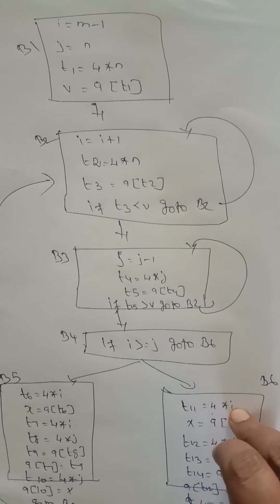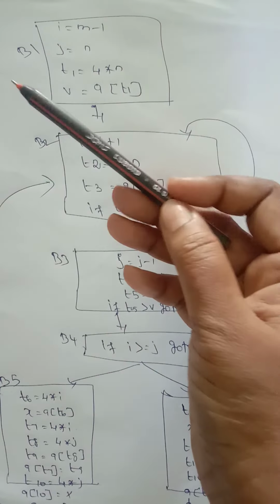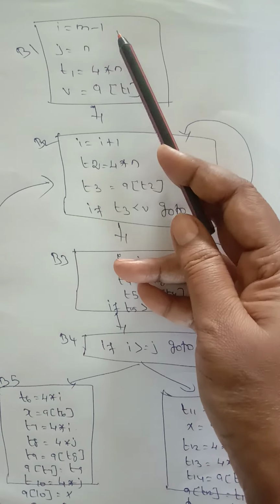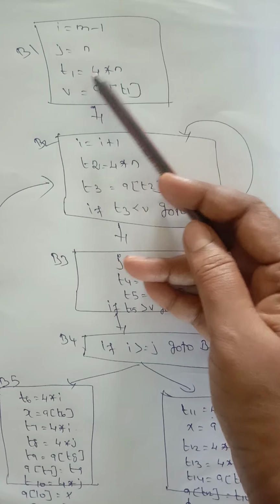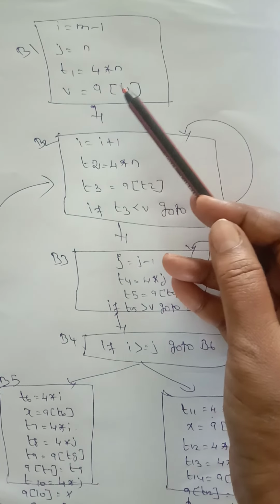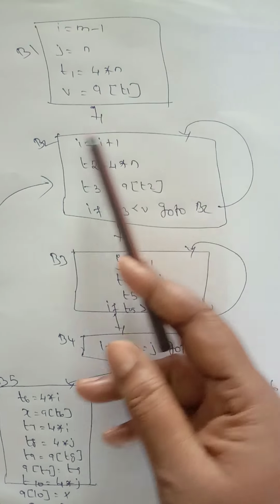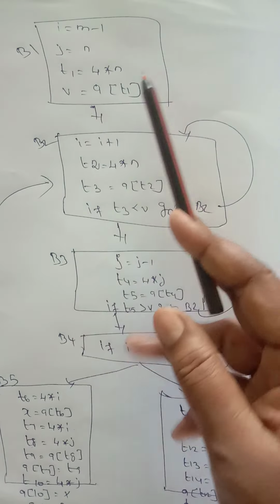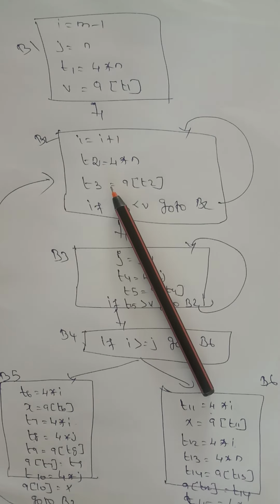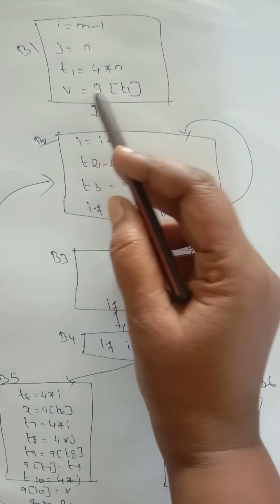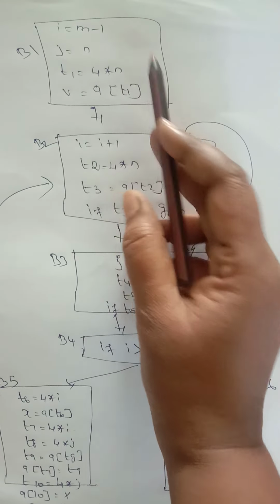So for that, first we will see block 1. In block 1 we have 4 lines of code. The first one, i equal to m minus 1, j equal to n, t1 equal to 4 into n, v equal to a of t1. Here we do not have any loop. Then we have to check whether any optimization is possible or not. Here i is evaluated only once, j is evaluated only once, t1 is evaluated only once, and v is also evaluated only once. So the optimization is not needed.